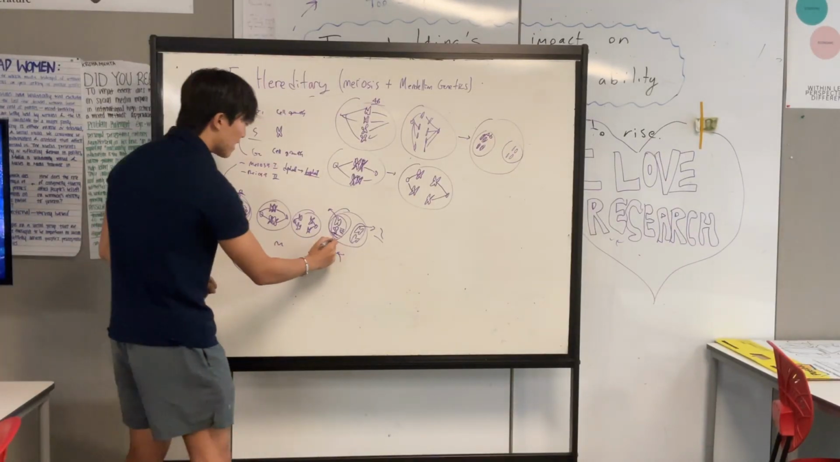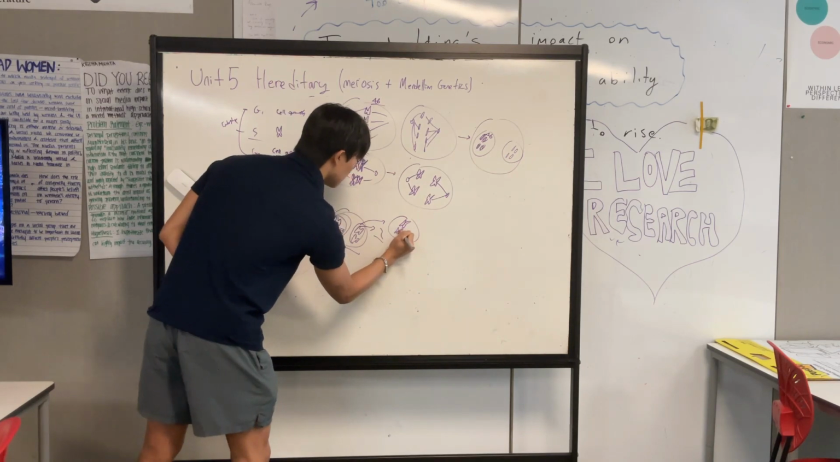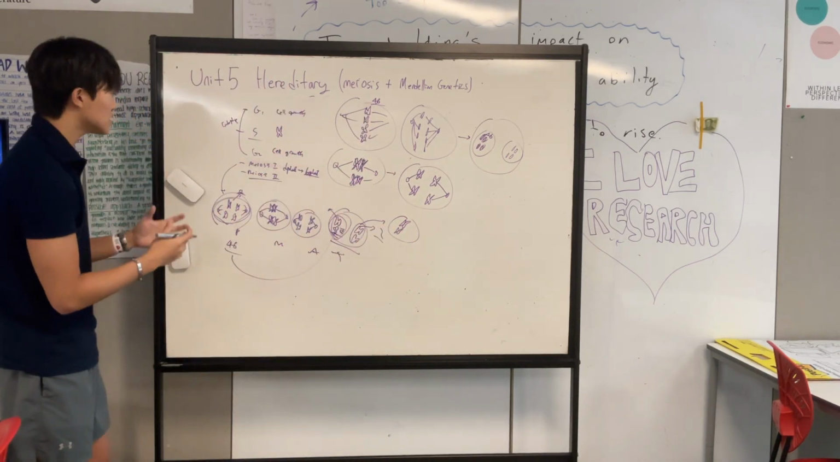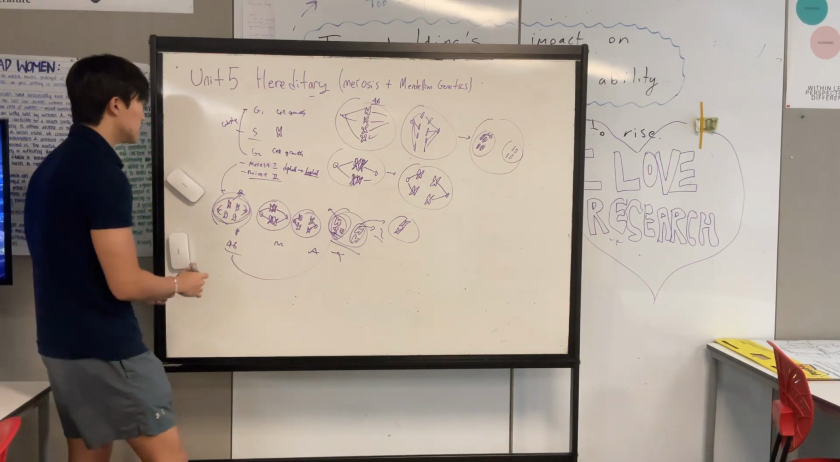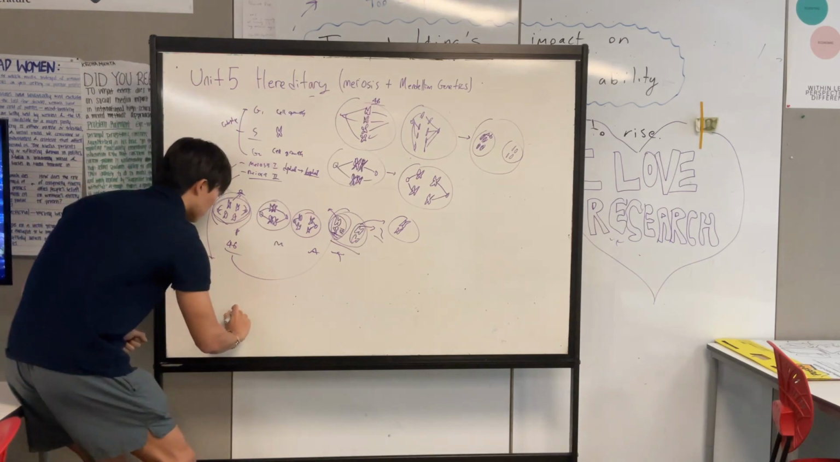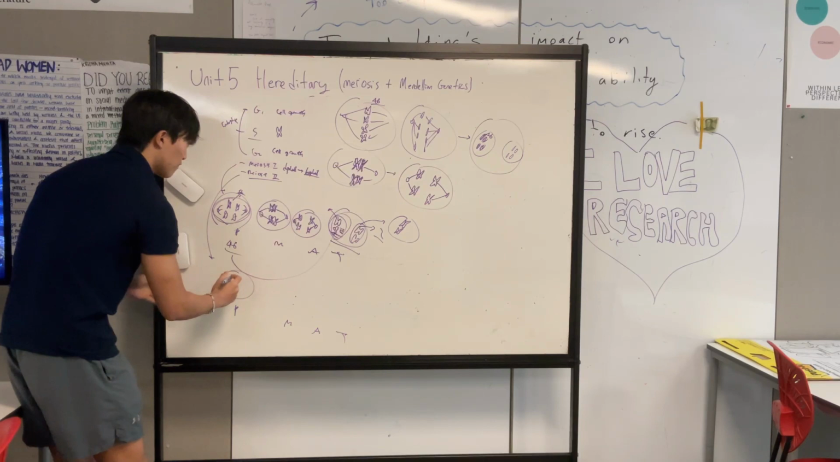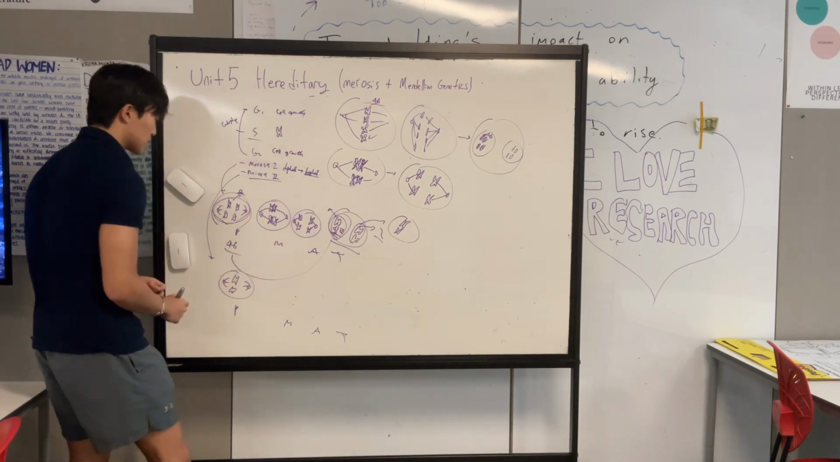Now, once we have this, and once each cell looks something like this, the cell now goes through meiosis 2. And meiosis 2 is very similar to mitosis because meiosis 2 again would have PMAT, right? What happens in prophase is literally the same as mitosis. There will be centromeres and spindle fibers coming out from it.